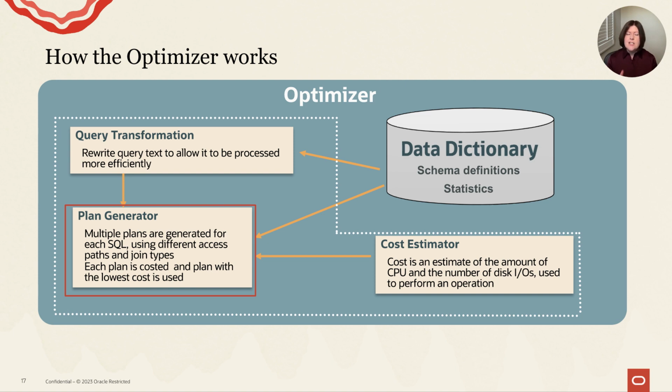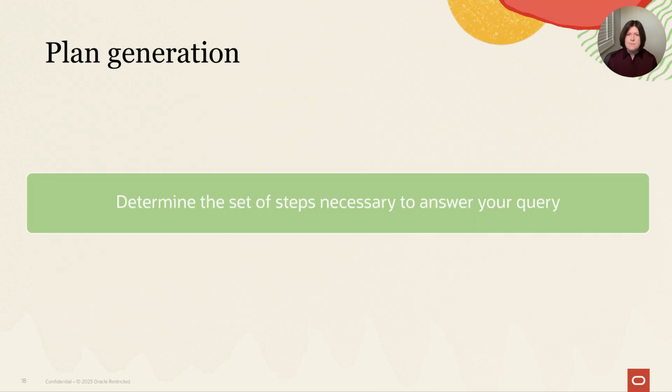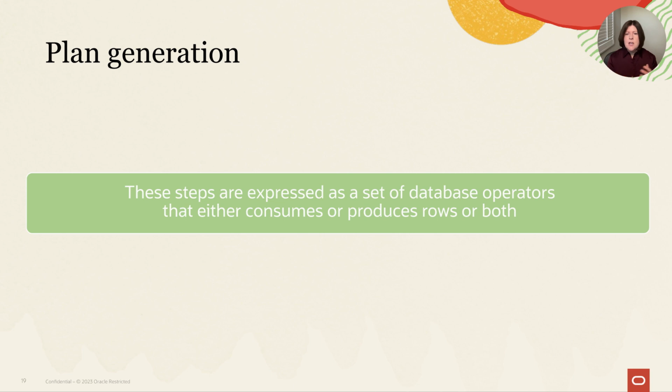I want to move on now and talk about plan generation, because after all, the optimizer is going to generate multiple plans for each one of your SQL statements, trying to find that best or lowest cost plan. So what exactly is the plan or generation of the plan? Well, it's determining the set of steps necessary to answer your particular query. And those steps are actually a set of database operations that are either going to consume or produce rows or even do both. Let me give you a couple of examples so you understand what I mean.